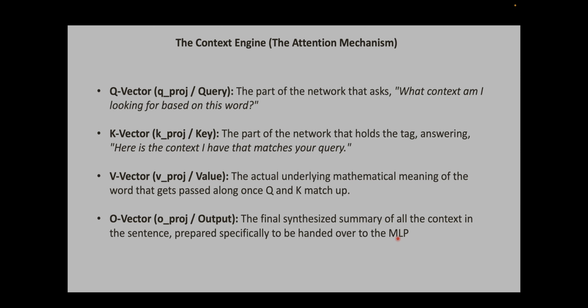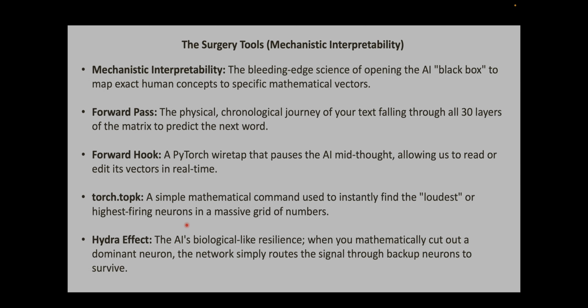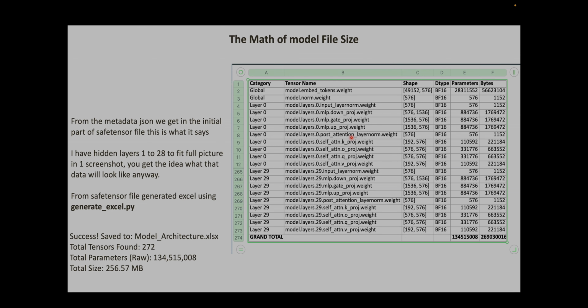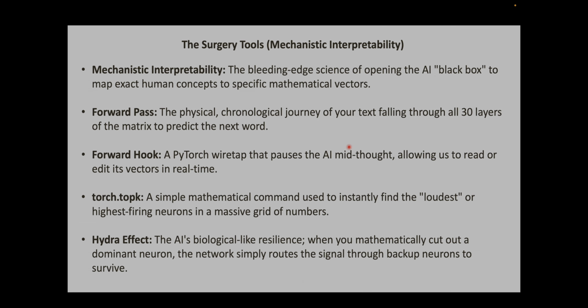Now we'll come to MLP. But you can see QProj, KProj, VProj, and OProj. These are nothing but what we see over here, right? Each layer will have this attention KProj weight, attention OProj weight. And you can see there is a shape, and then a data type, and then parameters and bytes. So just take a look at these things. KQVO, that's what we are talking about.